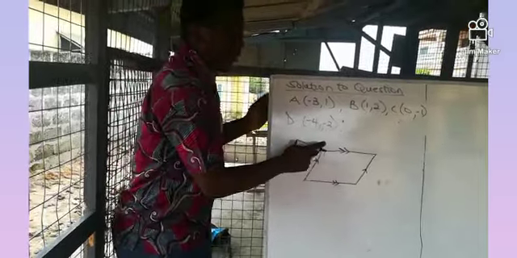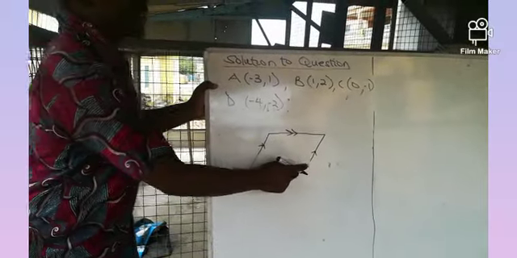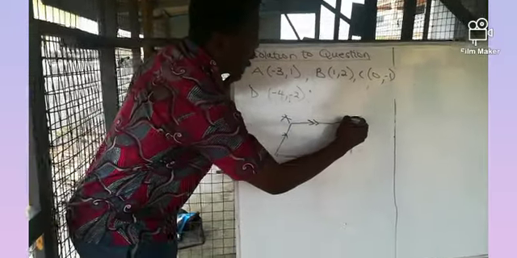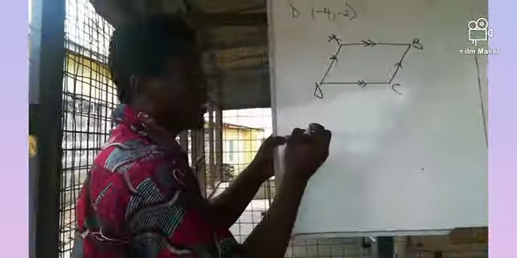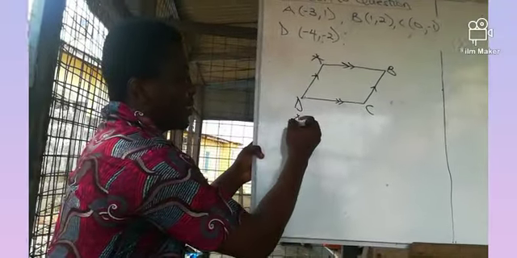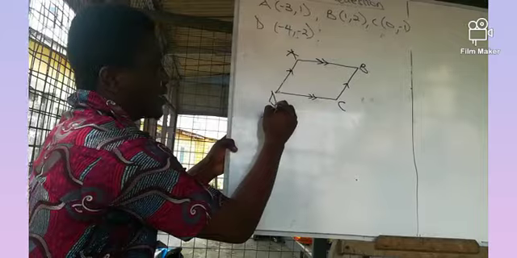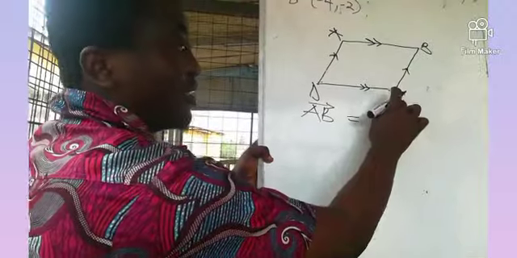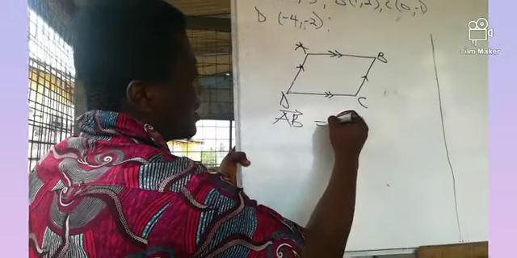So you can label A, B, C, D, or A, B, C, D. It depends on you. But me, I like to go with A, B, C, D. So one can say that in a parallelogram, if A, B, C, D are the vertices, AB, which is one side, is equal to the other parallel side. If you choose this one, you have to choose the line which is parallel to AB, which is what? DC.